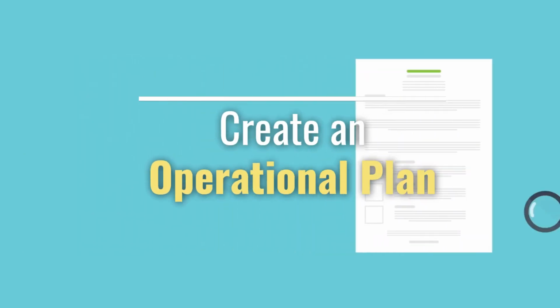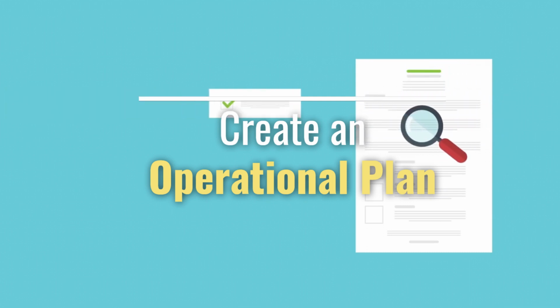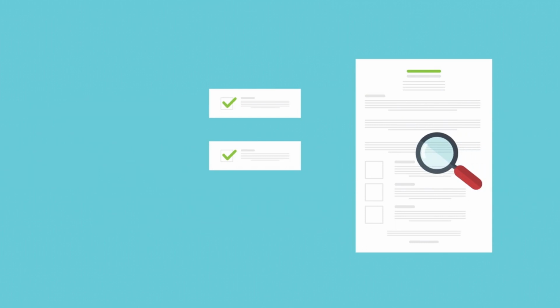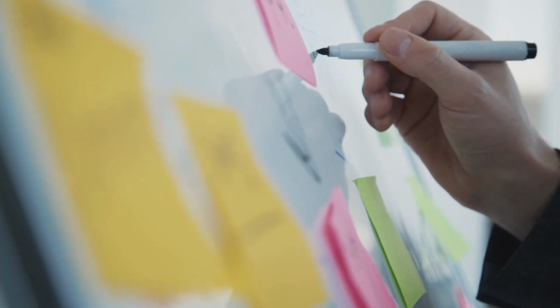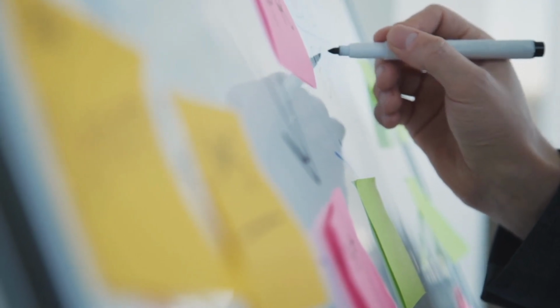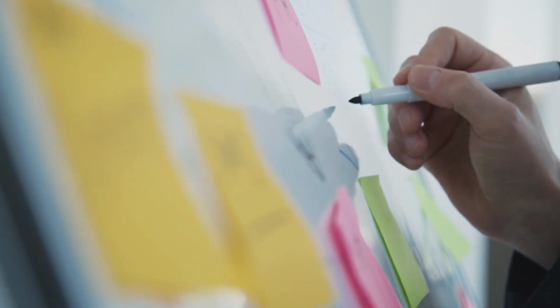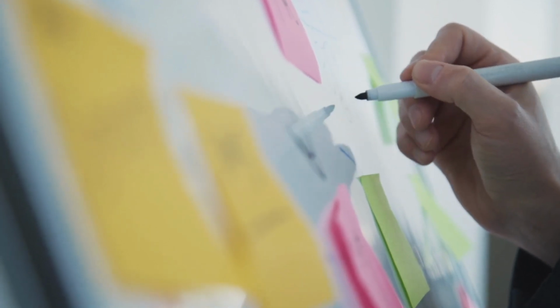Number 6. Create an operational plan. Explain how your business will function on a day-to-day basis. Describe your team structure, key roles, and responsibilities. Discuss your suppliers, production processes, and any necessary permits or licenses. Address operational challenges and how you plan to overcome them.